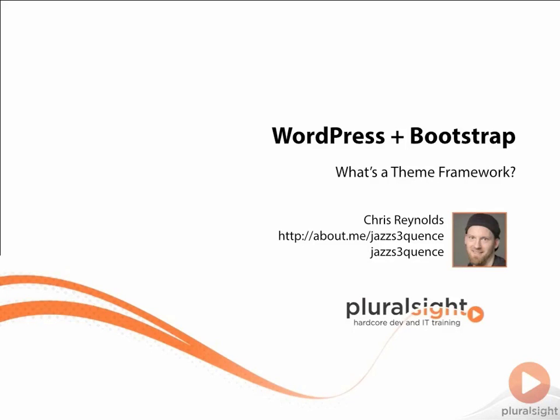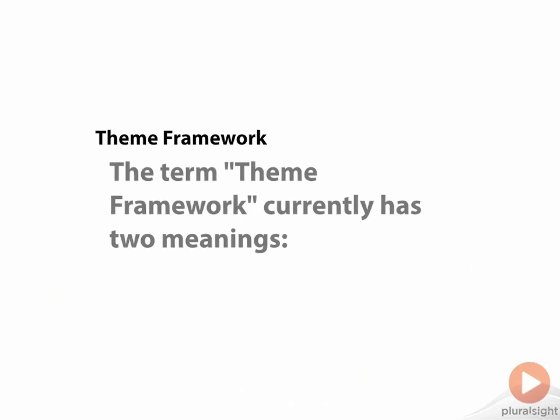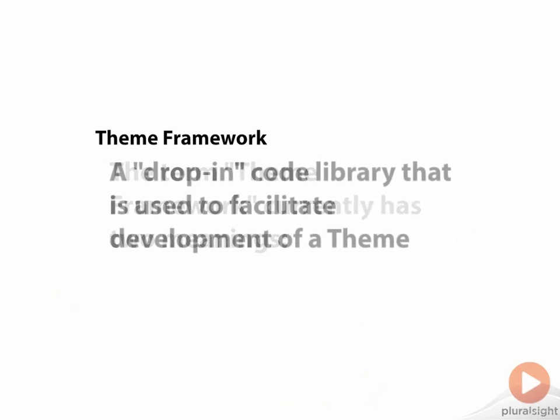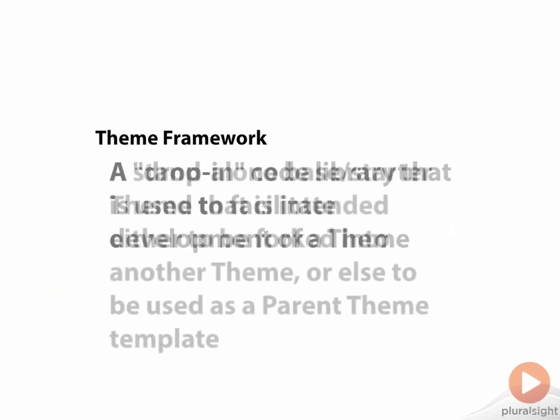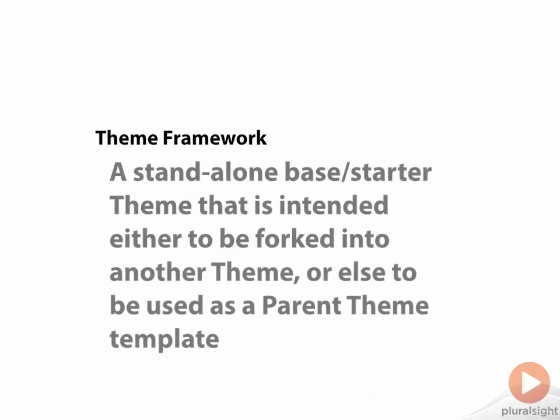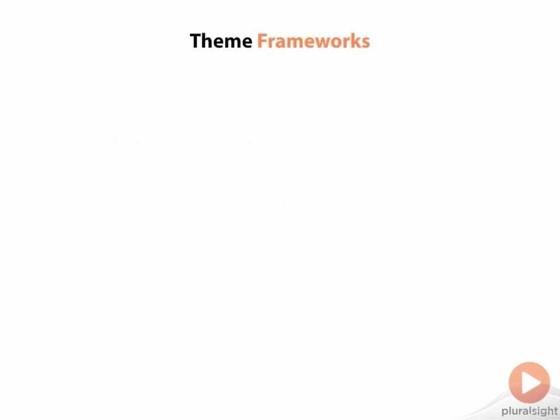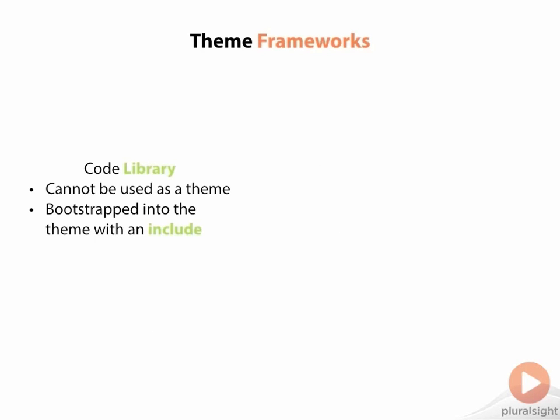According to the WordPress Codex, a theme framework can be one of two things. It can be a code library used to facilitate and simplify the development of a theme, or it can be a standalone theme that can either be forked for your own development or used as a parent theme. A framework that is a code library cannot be used as a standalone theme.